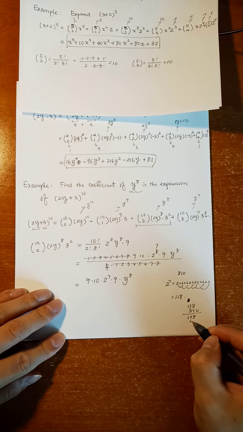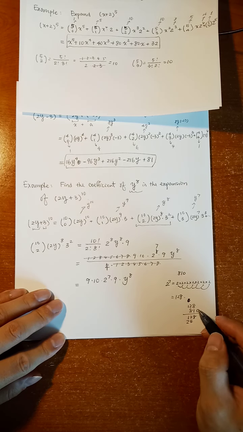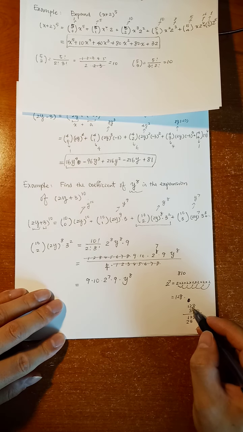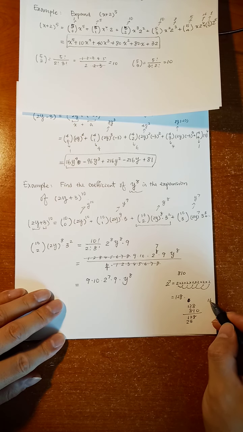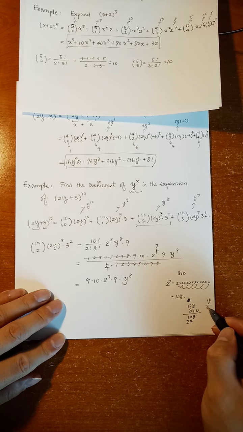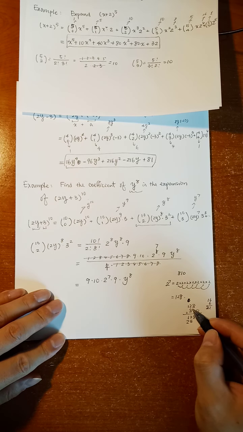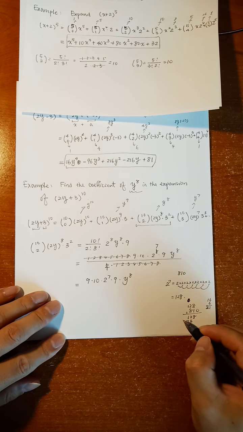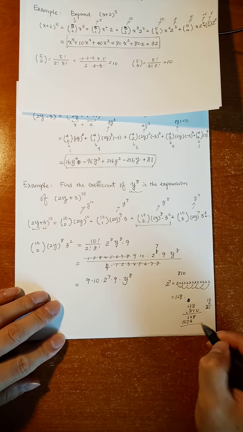8 times 8 is 64, plus 6. 2 times 8 is 16, plus 6, no, 22. 2 times 8, 16, plus 6. Remember, 8 times 8 is 64, plus 6 is 22. Then 22 moved to 1 times 8 is 8, plus 2 is 10.